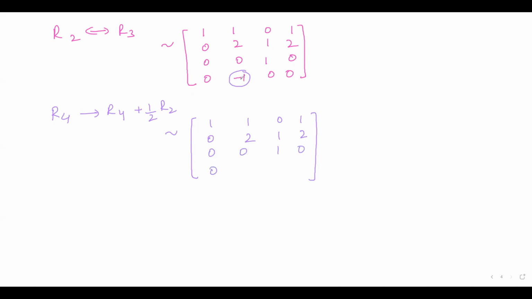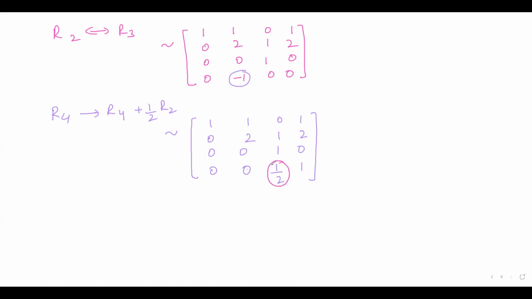Now this is minus 1 plus 1, this becomes 0. Now this is 0 plus half of 2, that is 1. So this is what I'm getting. Now the last part that I need to do is I need to make this 0.